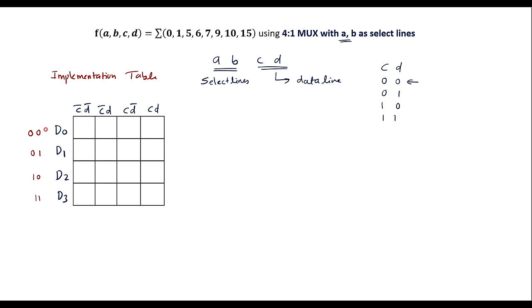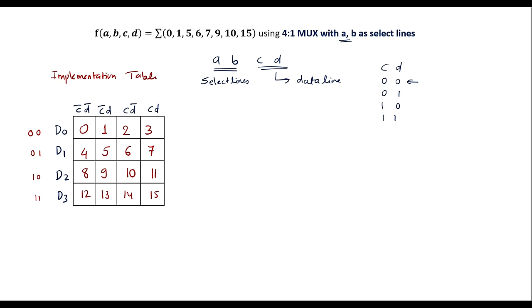So here in this cell, it is 0, 0. C bar D bar is nothing but 0, 0. It means the cell number is 0. Then 0, 0, 0, 1 is 1. Then 0, 0, 1, 0, that is 2. 0, 0, 1, 1, that is 3. Likewise, this will be 4, that is 0, 1, 0, 0. This is 4, 5, 6, 7. And here it will be 1, 0, 0, 0, that is 8, 9, 10, 11. Here it is 1, 1, 0, 0, that is 12. This will be 13, 14 and 15.